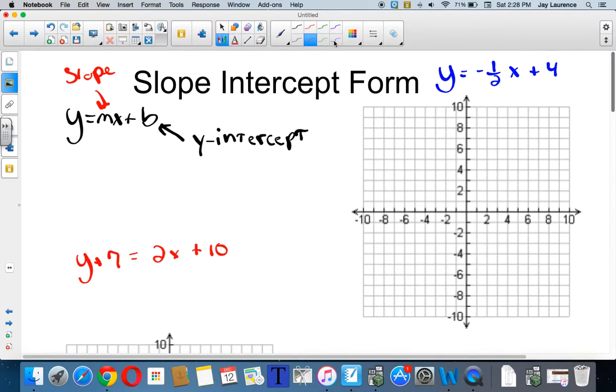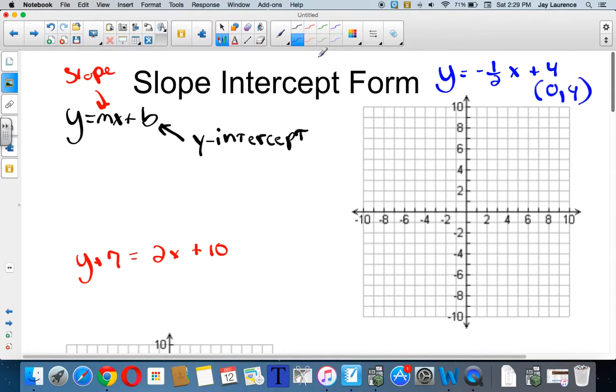All right, very good. So I've got this blue equation over here. First of all, I check, is it linear? Yes, it is. Then I check, is y alone? Yes, y is all by itself over here. So my y-intercept is the point 0, 4. I'm going to plot 0, 4.